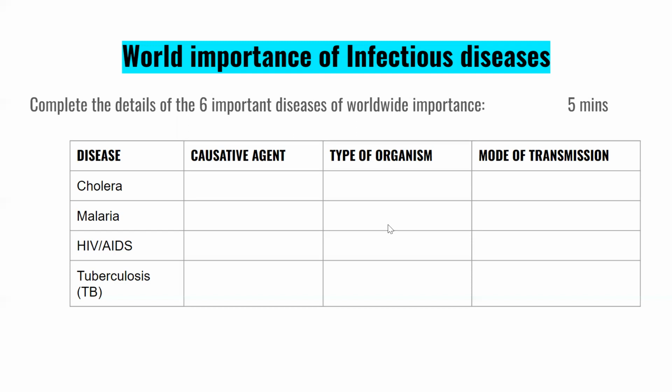What should we write for type of organism? Very good. I was waiting for this question. For type of organism, you have to write whether it is an insect, whether it is a bacteria or whether it is a virus, or if it is not a bacteria or virus, then it should be a unicellular microorganism or protist.